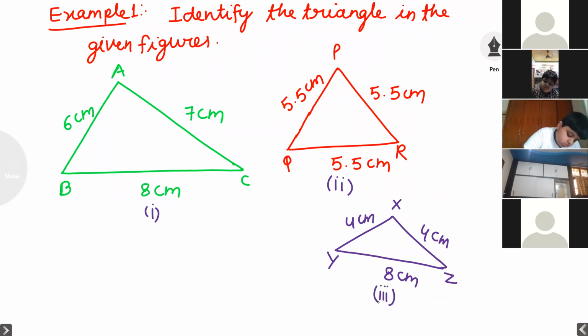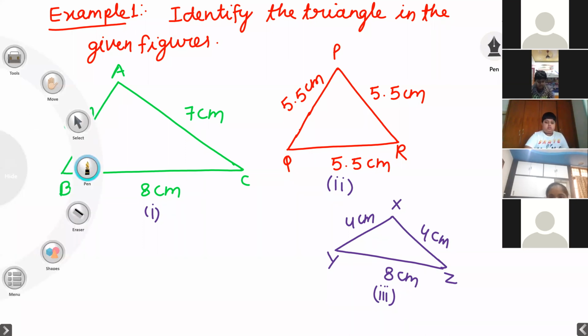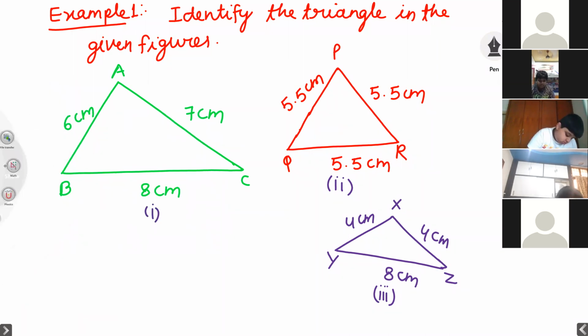Tell me, students, what is the first figure? Which triangle? All the three sides are different: 6 centimeter, 7 centimeter, 8 centimeter. That is called what? Scalene triangle. First answer is what? Scalene triangle. Very good.